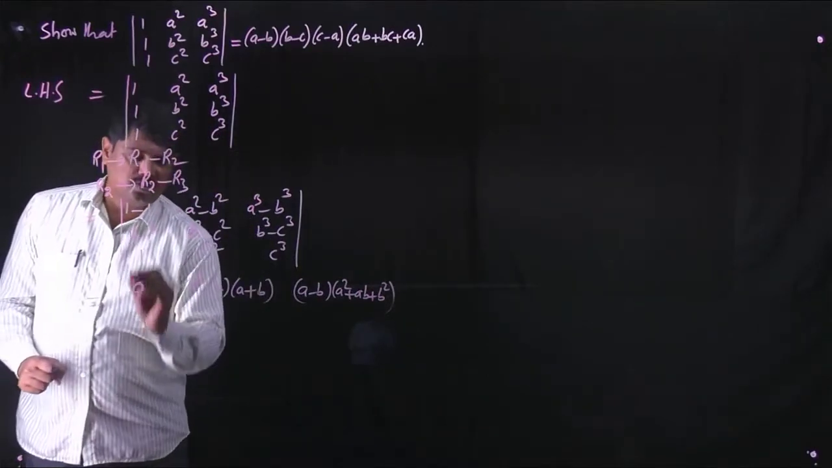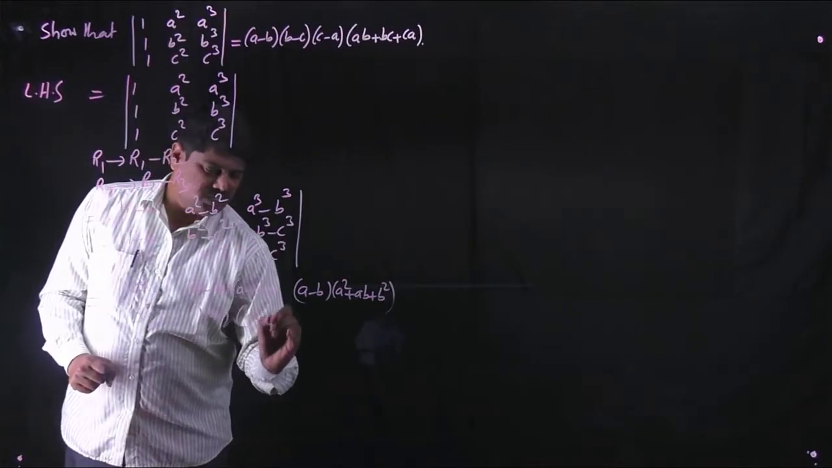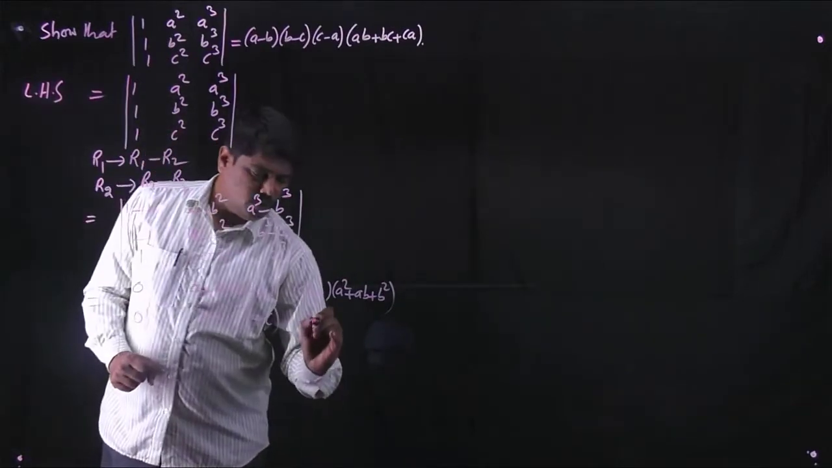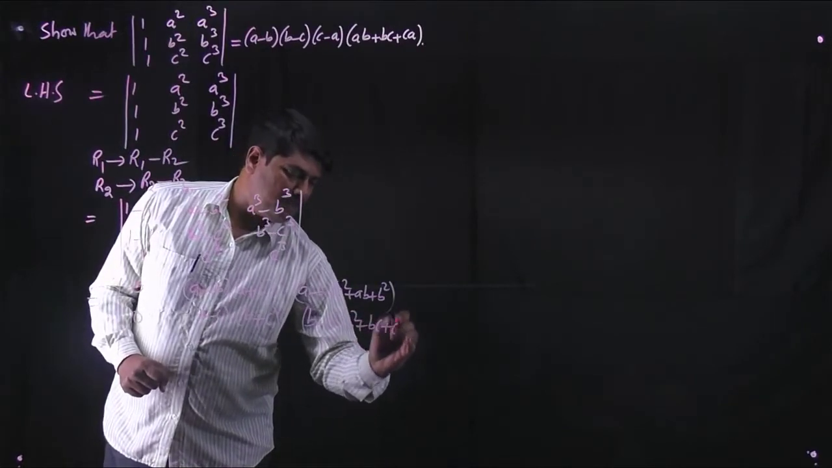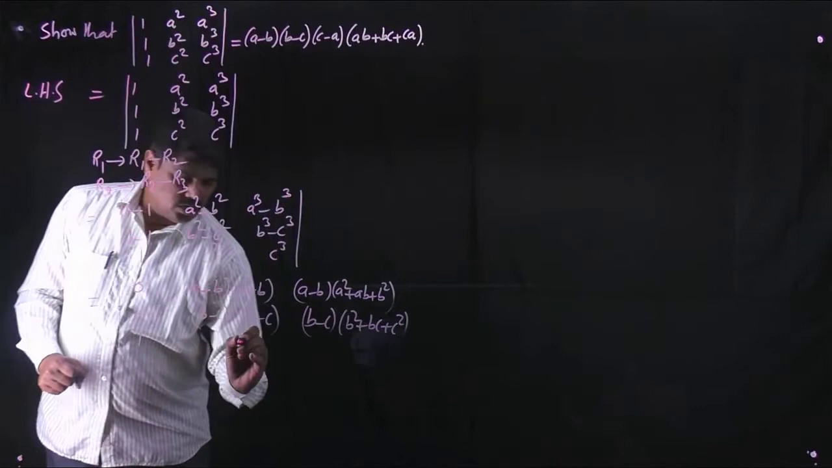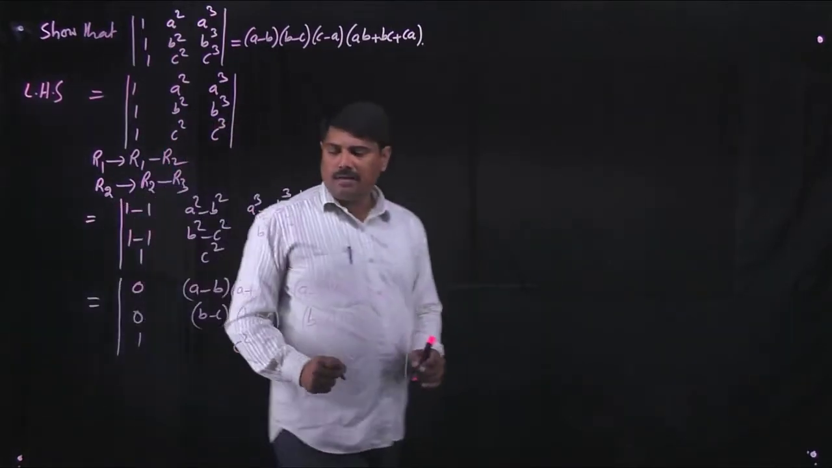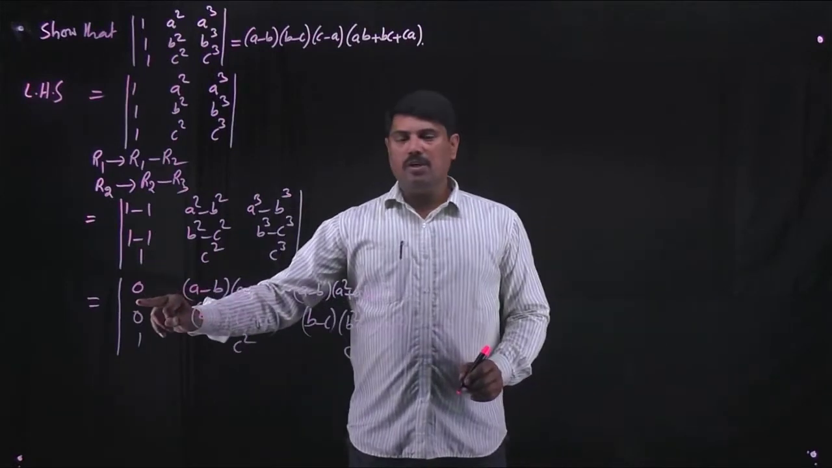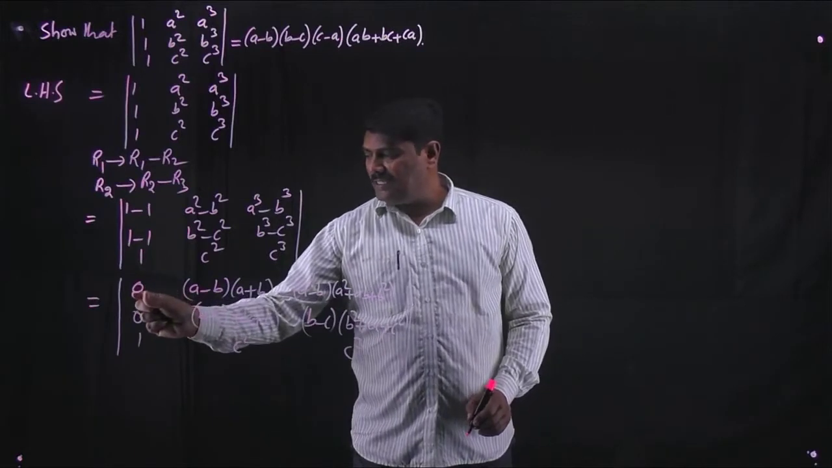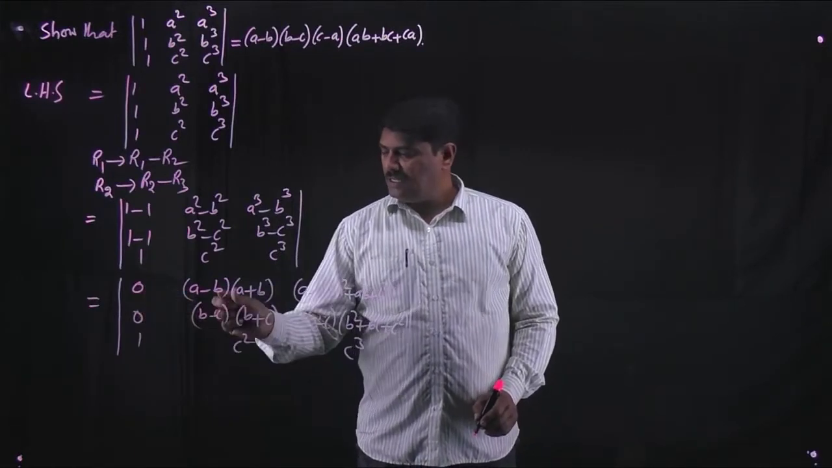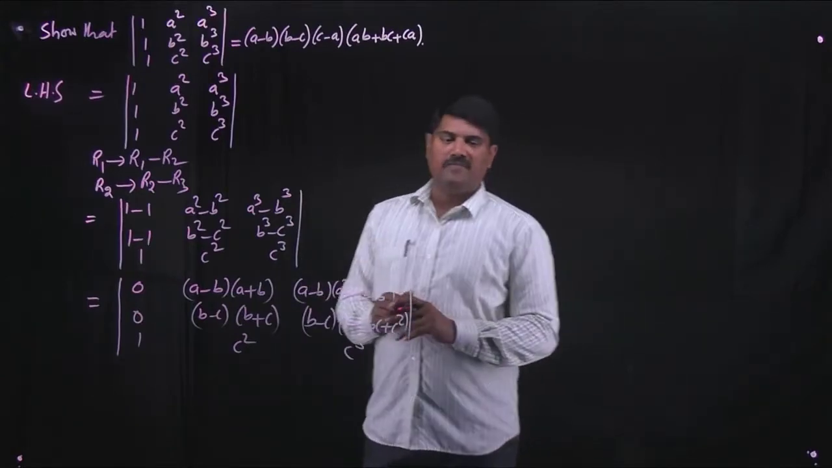So this is 0, second row first element. Again, B square minus C square, write that as B minus C into B plus C. And B cube minus C cube, write that as B minus C into B square plus BC plus C square. And the third row remains same, 1 C square C cube. Here, 0, you can imagine as 0 into A minus B. That means A minus B is a multiple of the first element, second element and third element. That means you can separate A minus B from the first row.